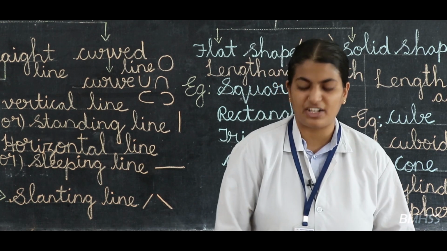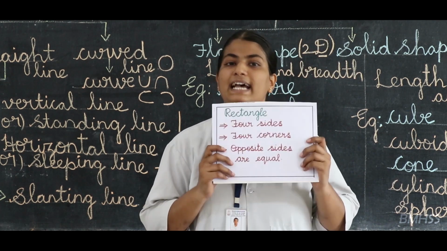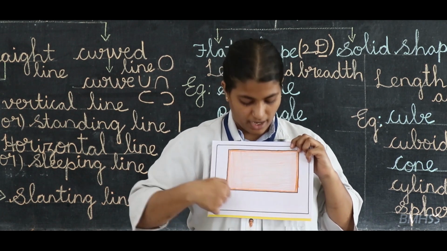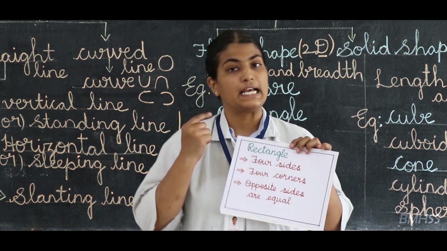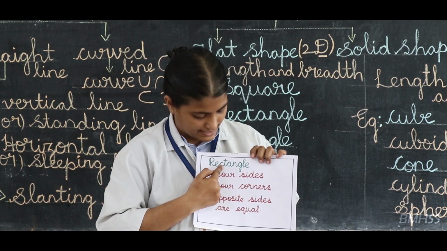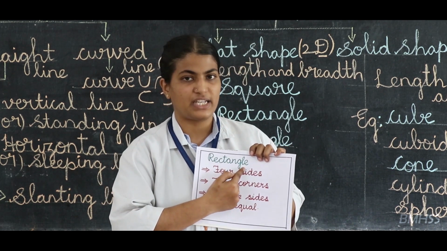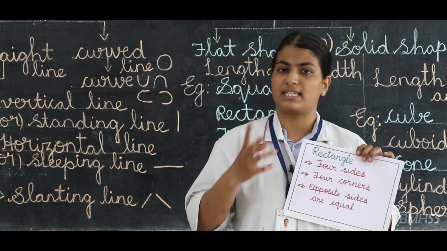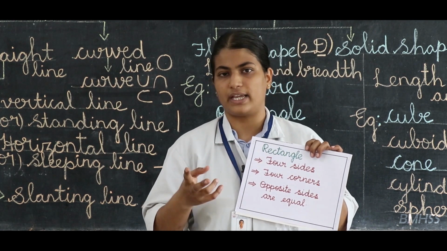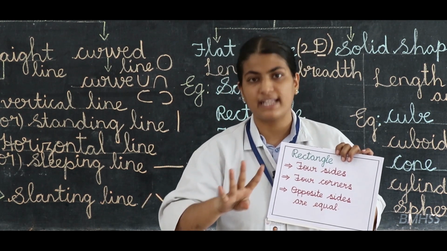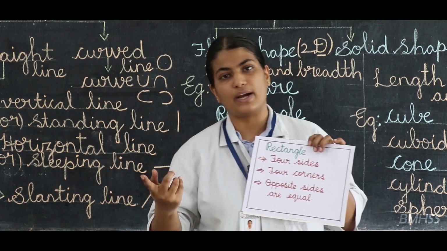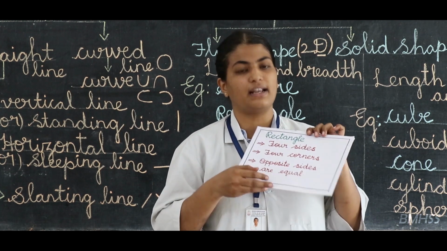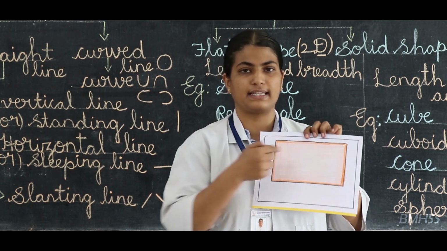What was the second flat shape? The second flat shape was the rectangle. So, a rectangle also has 4 sides and 4 corners. First let us spell rectangle. R-E-C-T-A-N-G-L-E, rectangle. What is the similarity between a rectangle and a square? The similarity between the rectangle and square is both have 4 sides and 4 corners. But in a square, all 4 sides are equal. In a rectangle, the opposite sides are equal. See, opposite sides are equal.